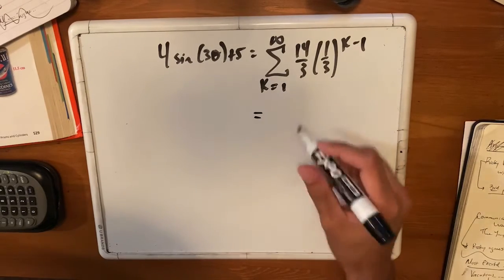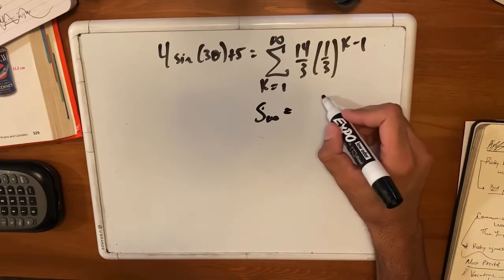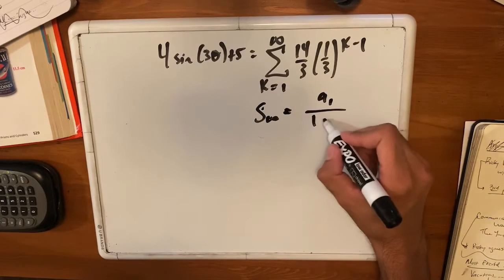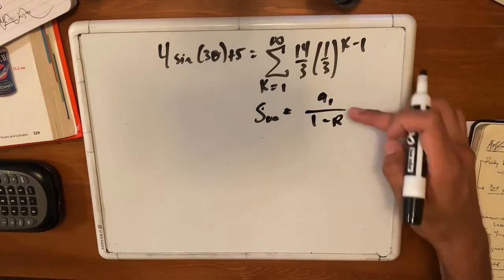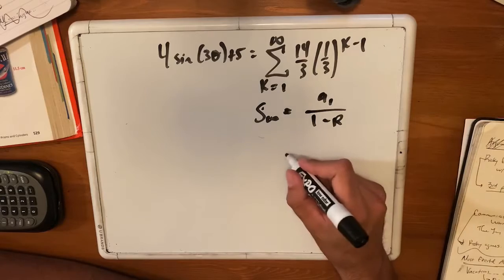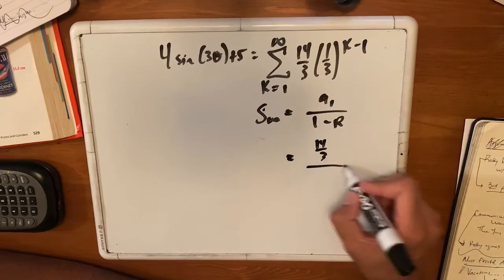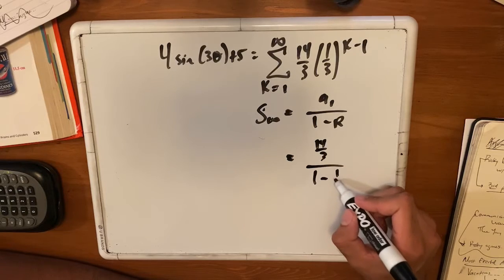So let's go ahead and start with the right side. The equation for the infinite series is going to be equal to a1 over 1 minus r. In this case, a1 is the first term of the series, and r is going to be the common ratio. We quickly can identify that a1 is 14 over 3, and our ratio is going to be 1/3.